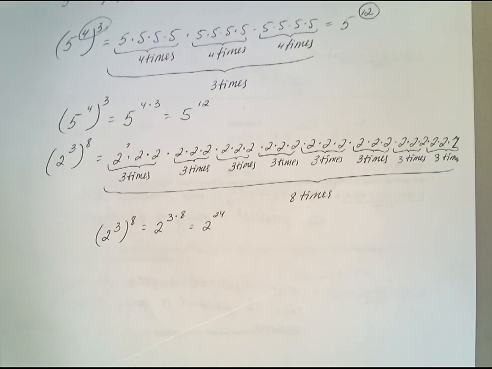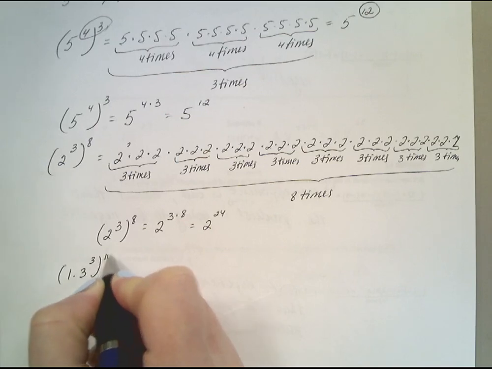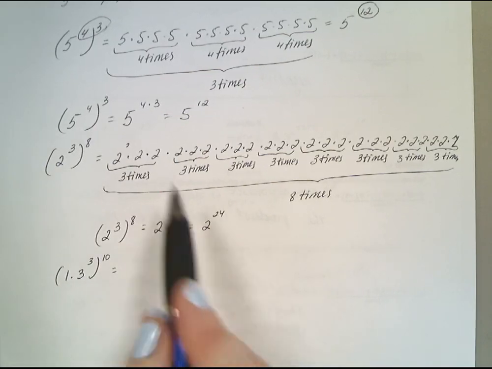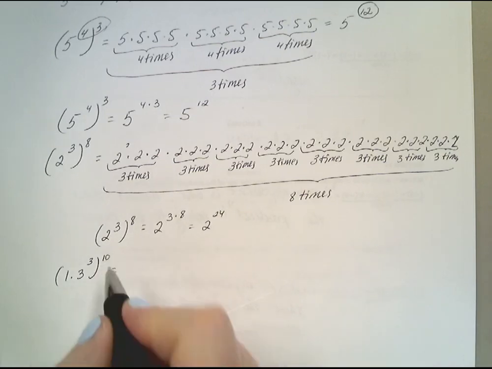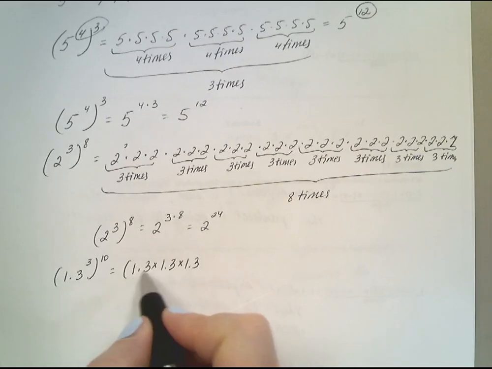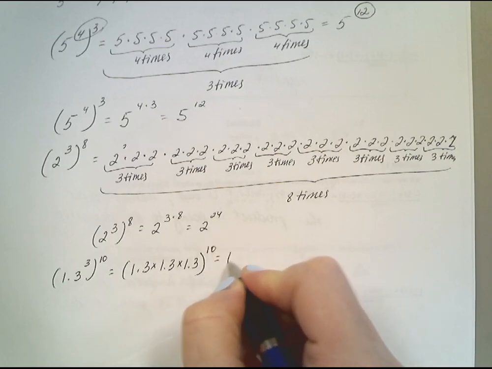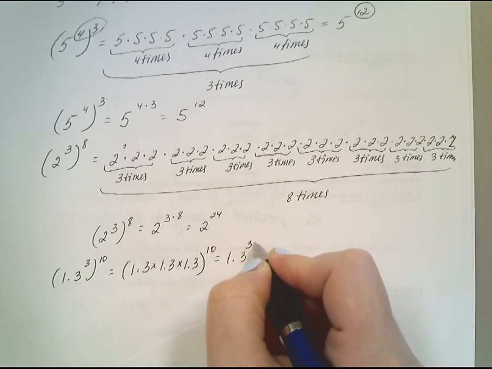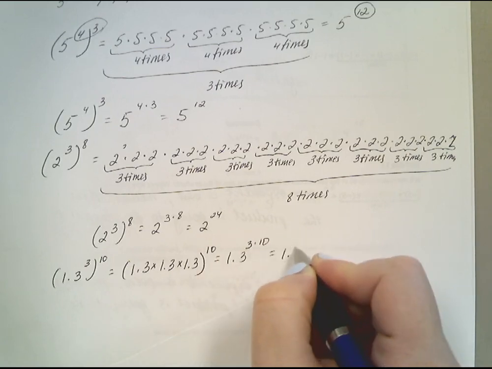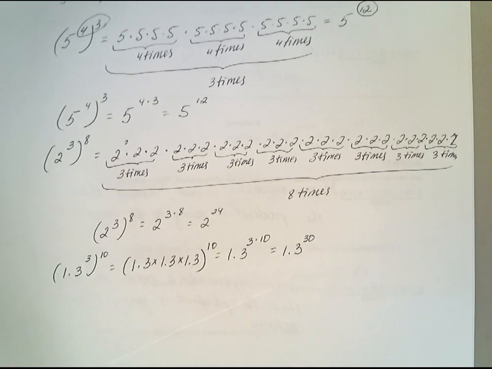Let's take a look at a decimal number maybe. So let's get 1 and 3/10 to the third to the 10th. I'm not going to write all of these 1.3s. That's too long and it's going to take a while. So I'm just going to shorten it up a little bit. 1 and 3/10 to the third power to the 10th power is 1.3 to the third multiplied by the 10, and this is 1 and 3/10 to the 30th power. Okay, so it works for every number. It works for a decimal, it works for an integer, and it will work for a fraction.